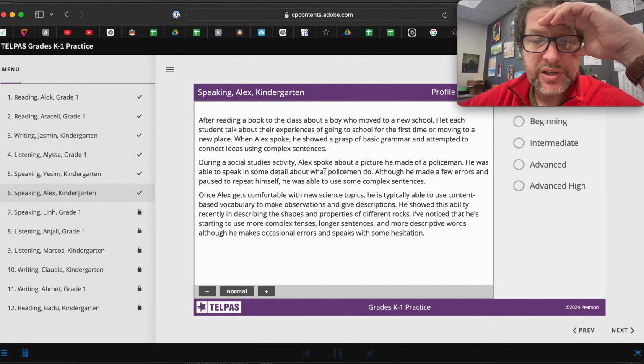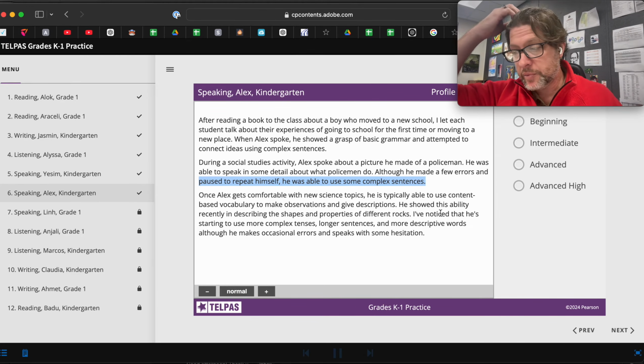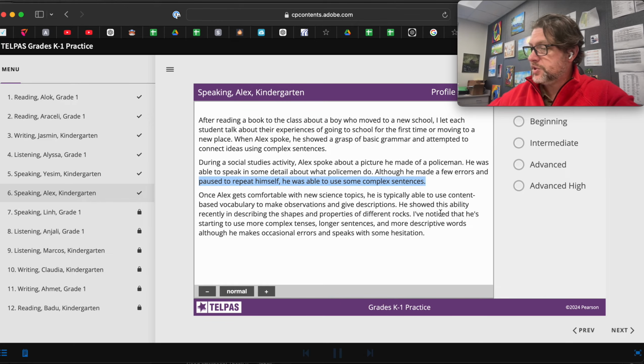During a social studies activity, Alex spoke about a picture he made of a policeman. He was able to speak in some detail about what policemen do. There's the key word, some detail. Although he made a few errors and paused to repeat himself, he was able to use some complex sentences. We got all the information that we need. Okay? Speaking.